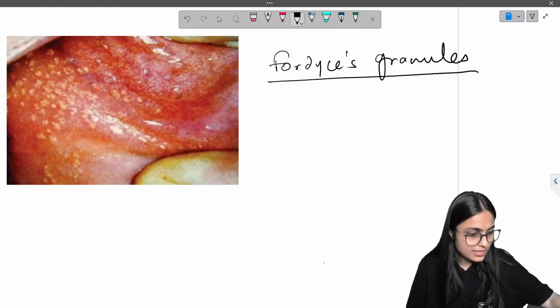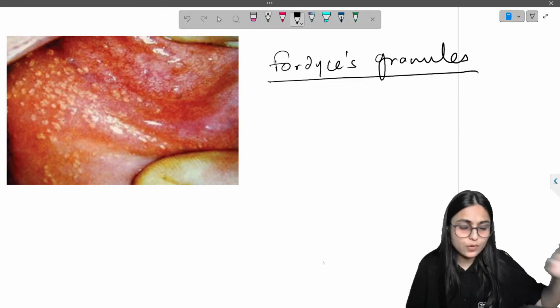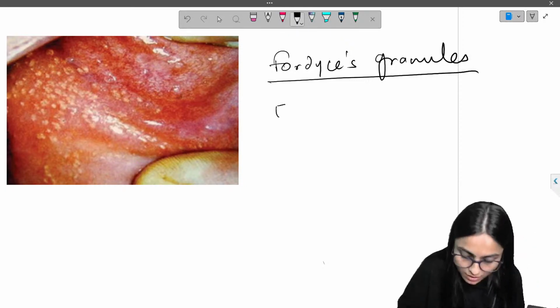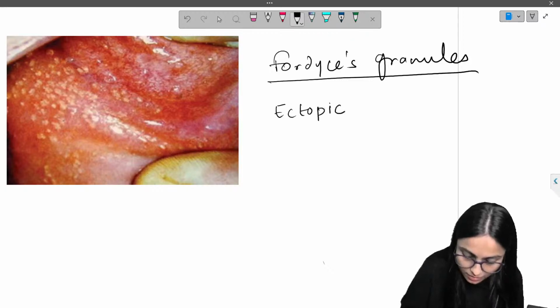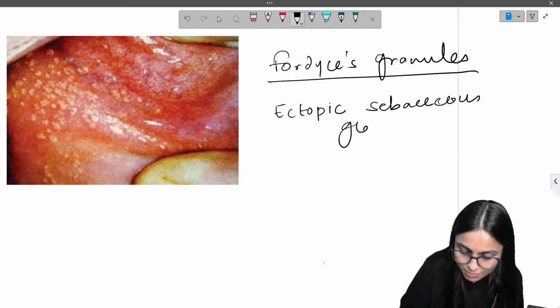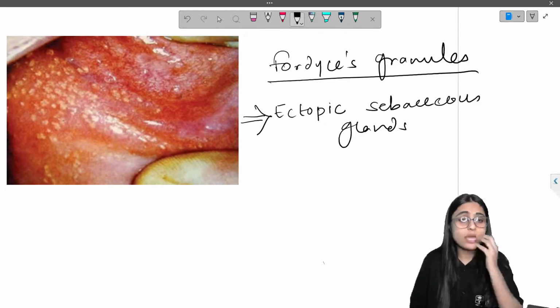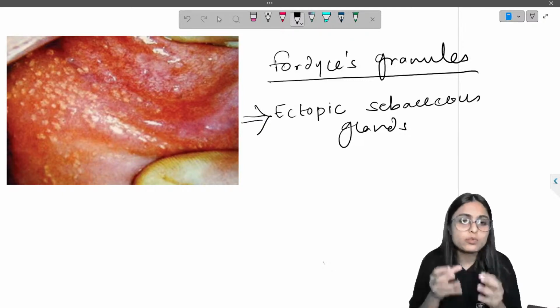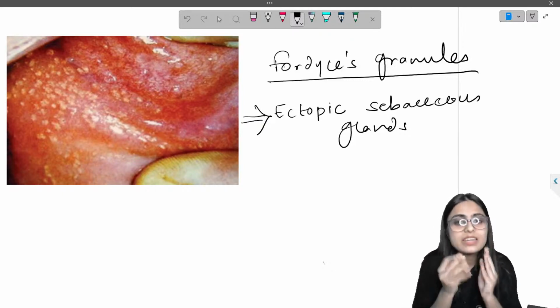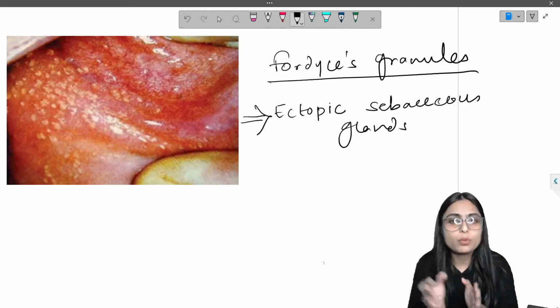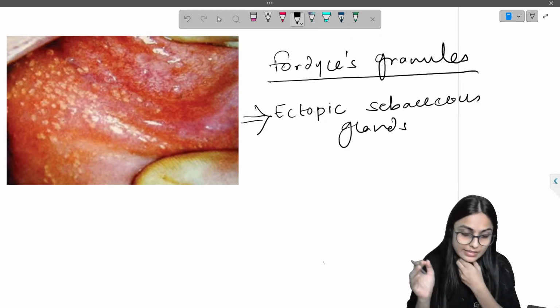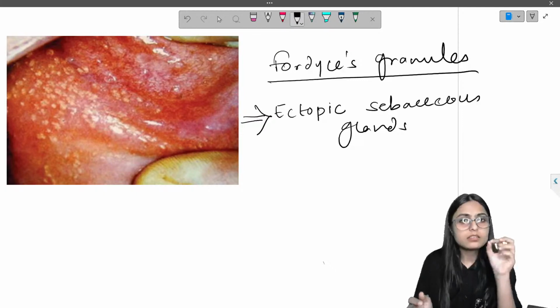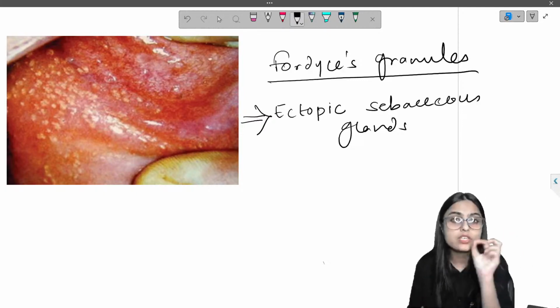All right. So next is Fordyce's granules. Fordyce's granules are nothing but what? Ectopic sebaceous glands. Ectopic sebaceous glands. Why ectopic? Because of the unusual site. Sebaceous glands are not supposed to be in the oral mucosa, right? But they are there. So we call it ectopic sebaceous glands. And these are like white to yellowish spots.